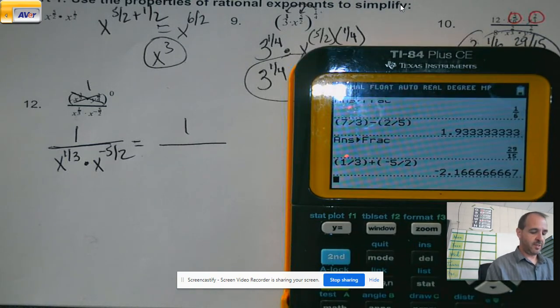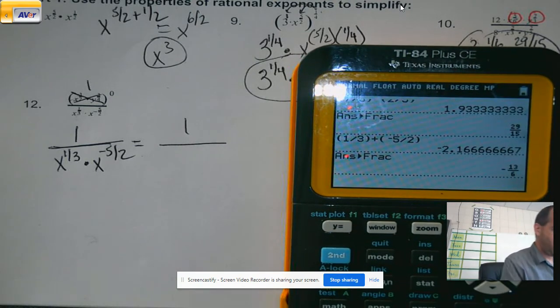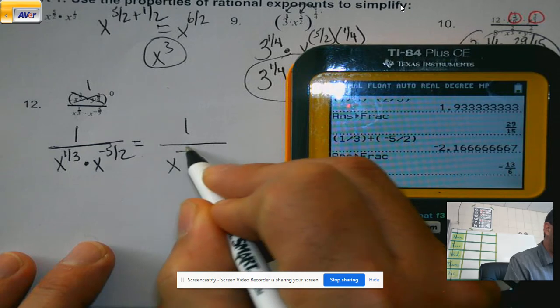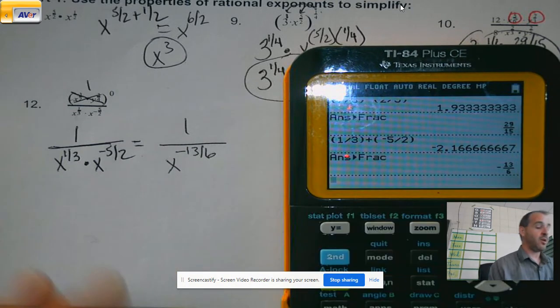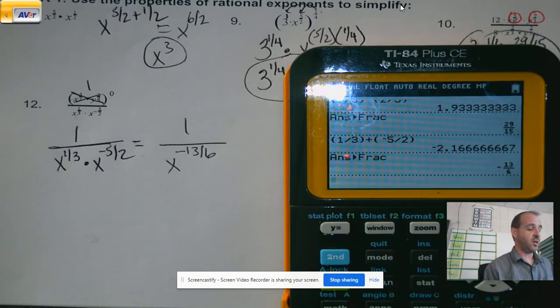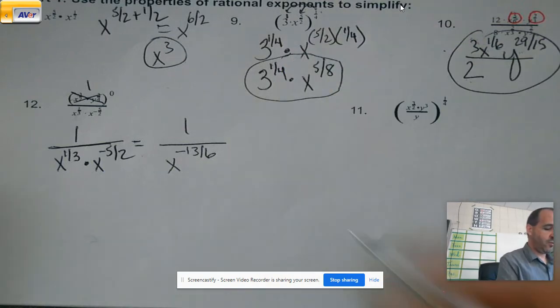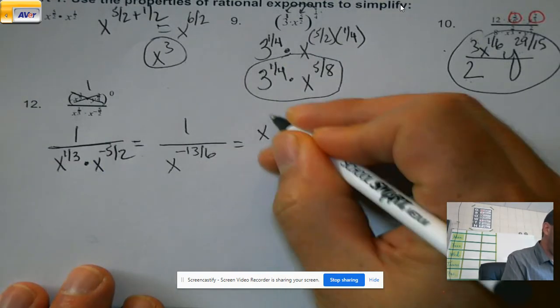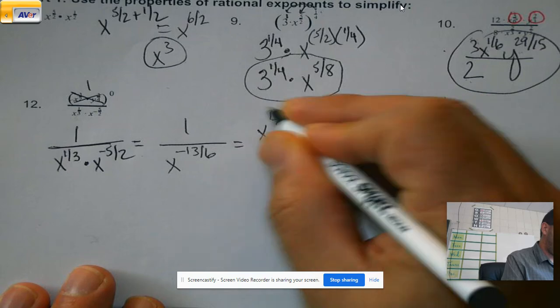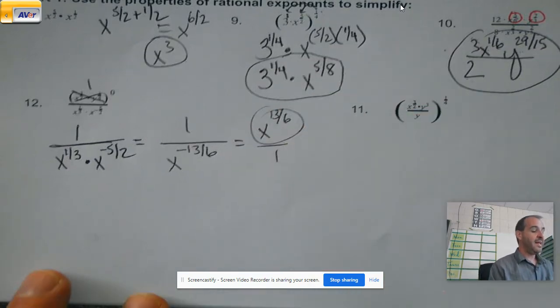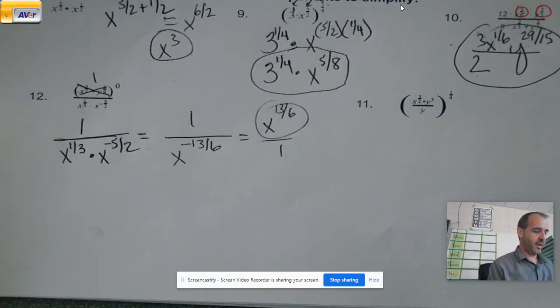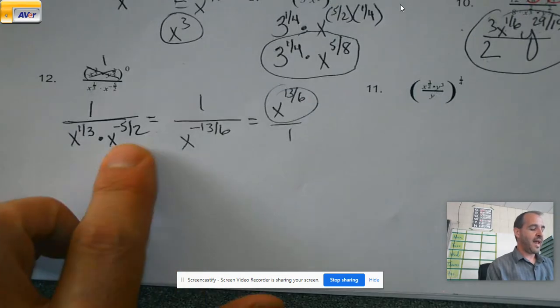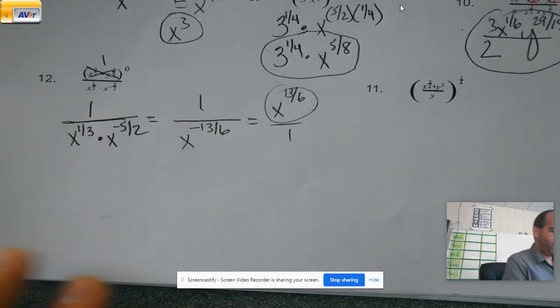Okay, we don't do decimals, math, enter. So x to the negative 13/6, but no negatives in your answers. So what do I do? I flip it up to the numerator. And if you want to put over 1, you can. Now, let's rewind for a second on this one. What if I decided, hey, what if I do my flipping right away?